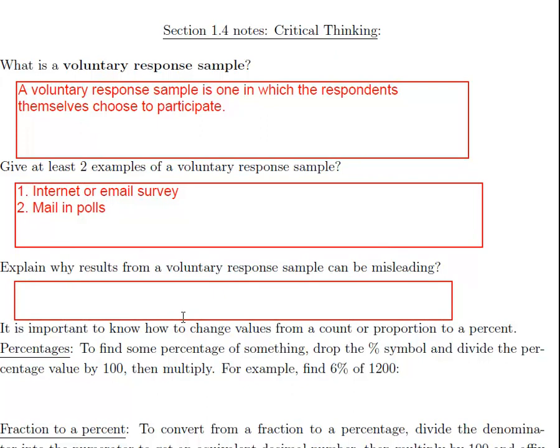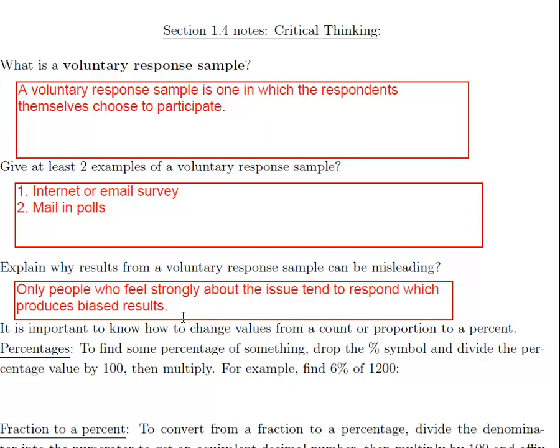So if I had a survey about the death penalty, only people that feel very strongly are likely to respond. So only people who feel strongly about the issue tend to respond, which produces biased results. For instance, if you feel strongly in support of the death penalty, those people are more likely to respond, so the percent that believe in the death penalty might be too high compared to what the true percentage is.